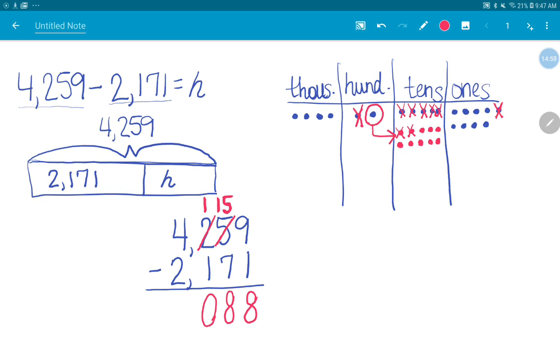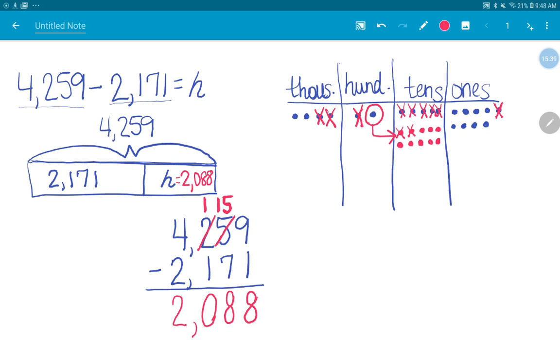Now what do I do? Last place value we have in this problem. Take 2 away. Oh, hang on, Jacob. 4,000. What Jacob said, 2 away from 4,000. Yeah, I have 4,000s, and I'm going to take 2 of them away. And that leaves me with how many? 2. So, what does H equal? 2,088. H is equal to 2,088.